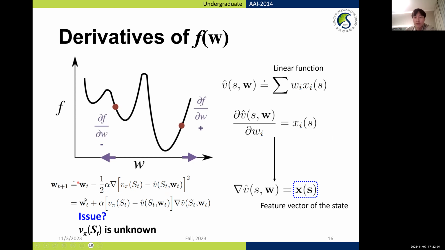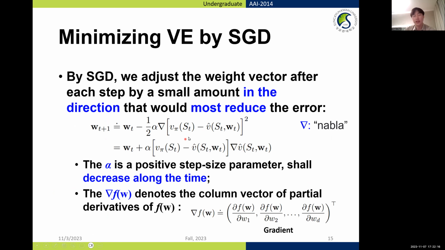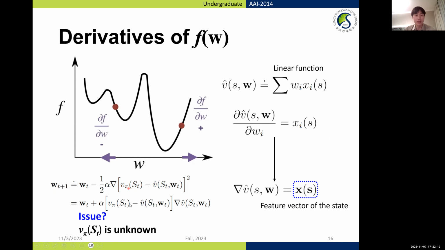Then we go back to this previous function, the minimizing function. We want to minimize the error and update the weight vector w. The issue in using this process is that this v pi (st) is unknown because we don't know the environment. It's a target value, the optimal value we want to learn, but at the moment we don't know.